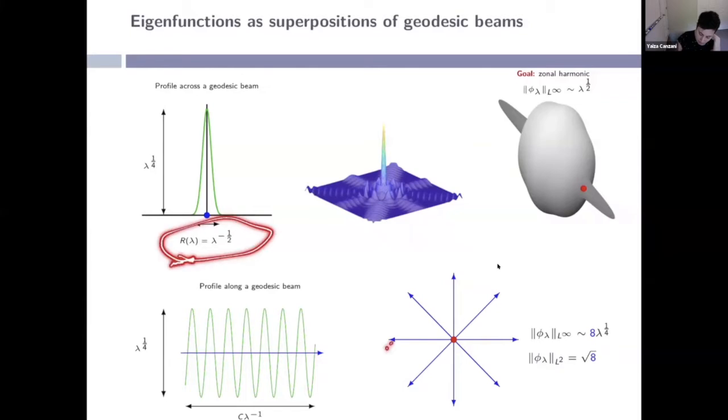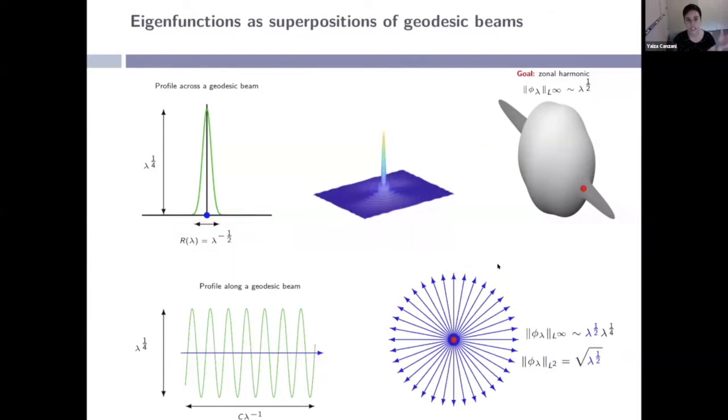So you can fit lambda to the 1/2 beams on this circle while still keeping them orthogonal to each other. So you fit lambda to the 1/2 beams, the L2 norm grew like square root of lambda to the 1/2. So when you normalize your problem, these two terms go away, and now the L infinity norm is growing like lambda to the 1/2, which was your goal. So this is actually how one reproduces the behavior of a zonal harmonic at the south pole, say.